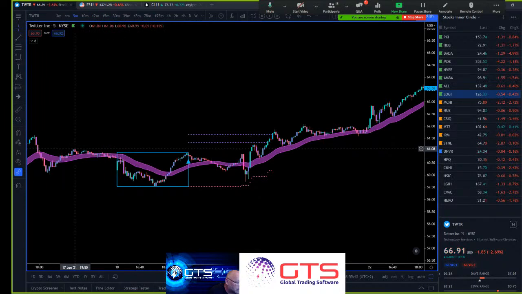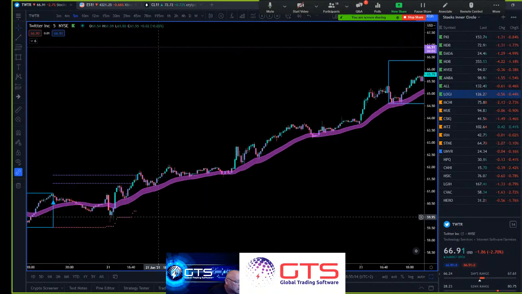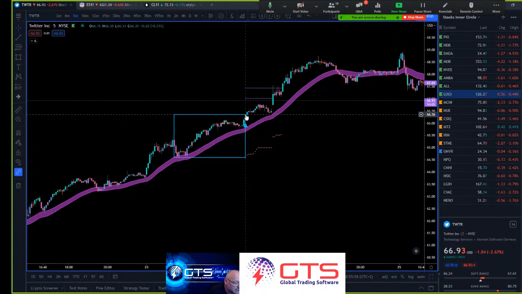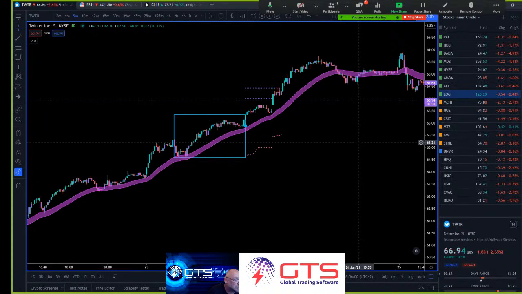You wouldn't enter until you got to here, but this is the close of the session. There's no trade there. The following day we don't get a Volatility Crusher. Where does the Volatility Crusher come in here? It comes near the end of the session again.